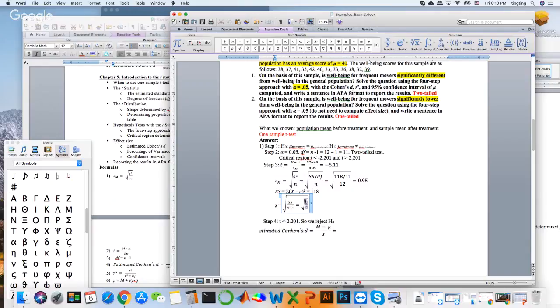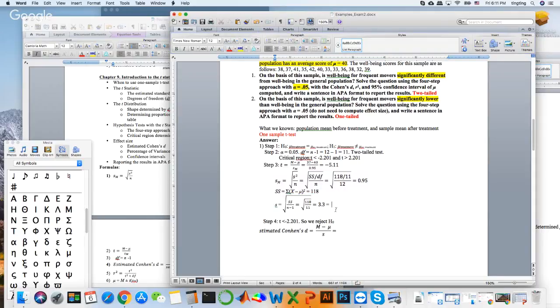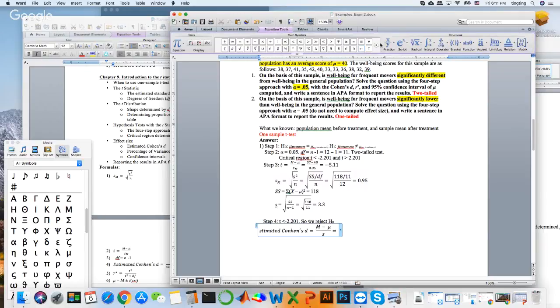We know the SS, no, okay. And also we know the n minus 1, which is 11. Use your calculator to solve it. S equals 3.3. So here we have all of this information. We can do the computation.